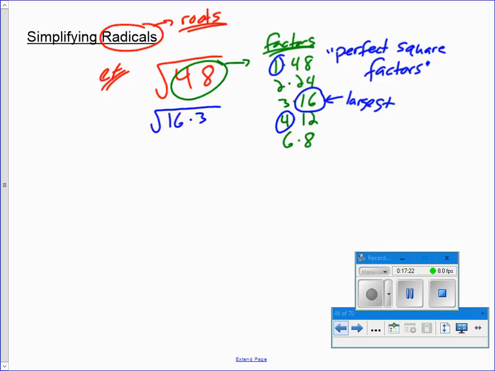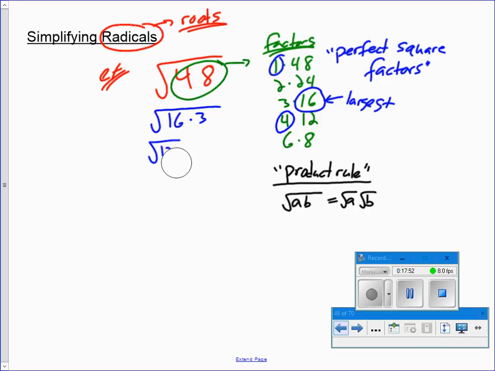Alright, then we're going to use something called the product rule for roots. It's basically just saying that the square root of a product is the same thing as the product of the square roots. So the square root of two numbers multiplied together is the same thing as the square roots of each of those numbers multiplied together. So what that means is I can actually split this into two square roots. Square root of 16, not 12, 16 times the square root of 3.